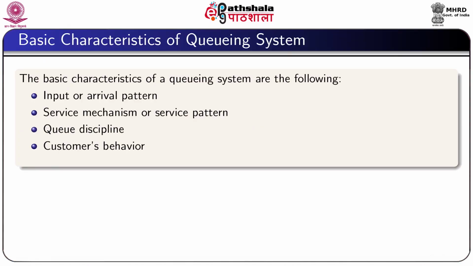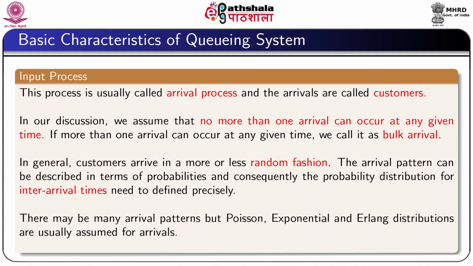Let us first discuss what the basic characteristics of a queuing system are. The basic characteristics of a queuing system are as follows: input or arrival pattern, service mechanism or service pattern, queue discipline, and customers' behavior. Let us first discuss the input process or arrival pattern.